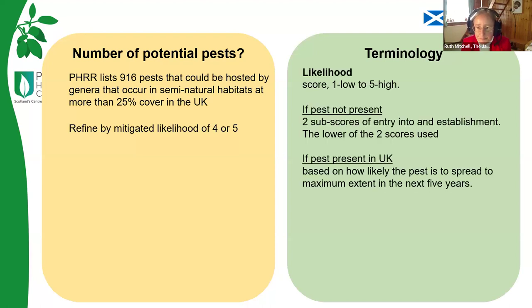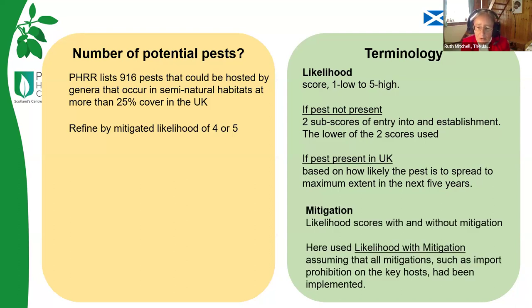What I mean by that is in the risk register, there's a likelihood score. So that's the likelihood of the pest or pathogen establishing in the UK. So if it's one, it's seen as a low score. If it's five, it's seen as a high score. If the pest is not currently present in the UK, it's a score composed of the likelihood of that pest entering into the UK and establishing. If the pest is already present in the UK, it's a score based on how likely the pest is to spread to its maximum extent in the next 5 years. But essentially, all you need to know is four and five are high, below that is lower risk or lower likelihood of the pest establishing.